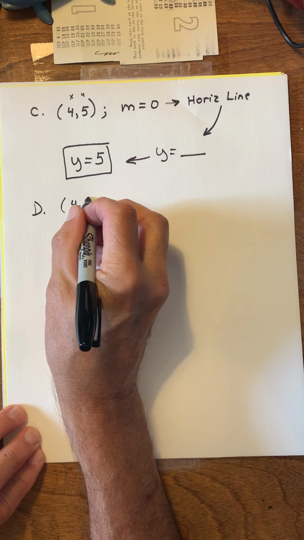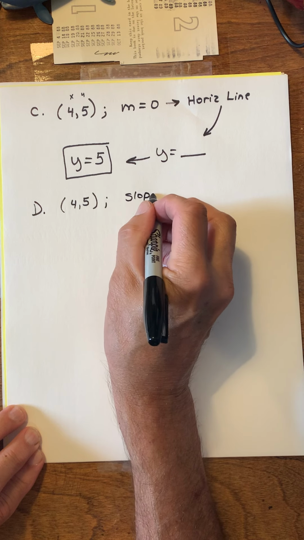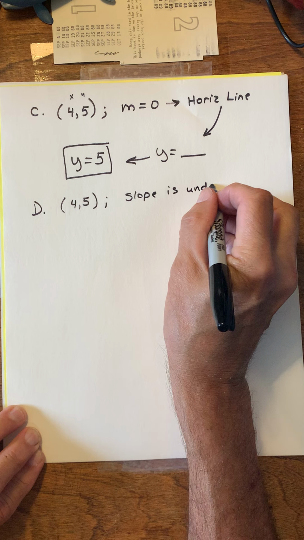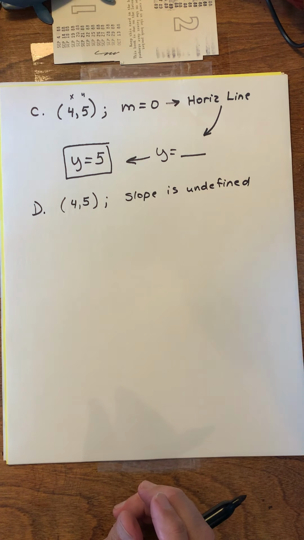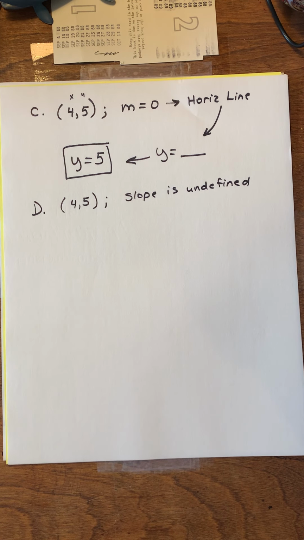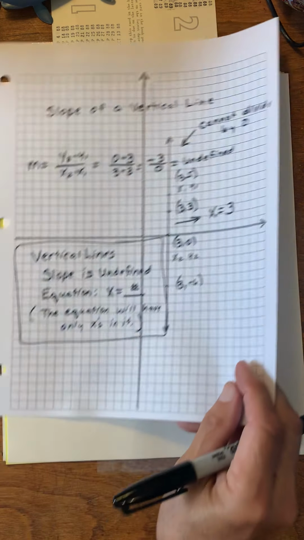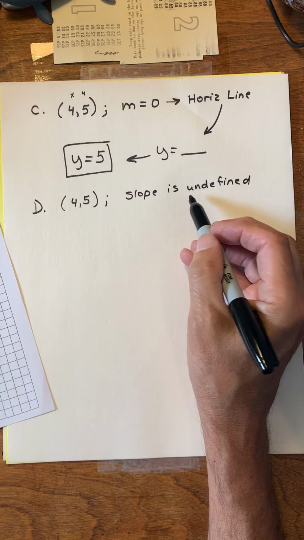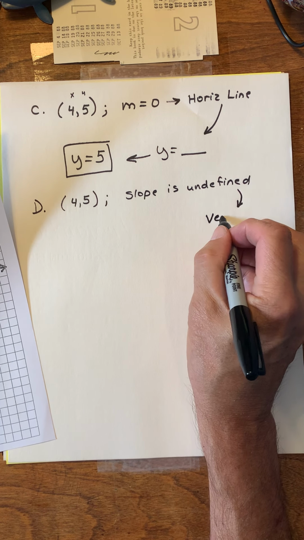Same point. Slope in this case is undefined. This is again where you can either work hard or you can work smart. Go to your notes, find where you can see something with a slope that is undefined, namely a vertical line. If the slope is undefined, I know what I'm talking about here is a vertical line.